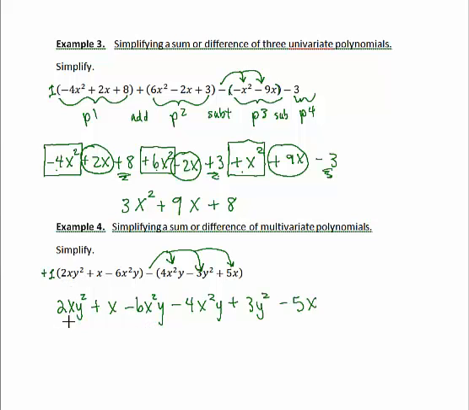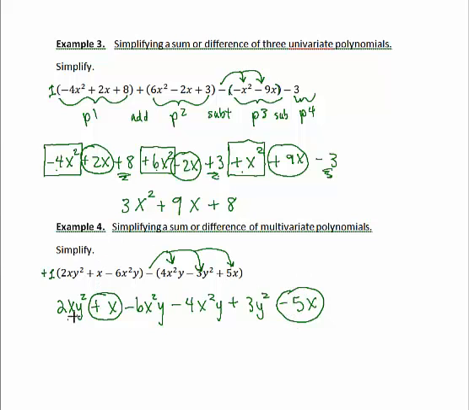Okay, if we compare the first and the second, we have a y squared and an x. These are not like. The first two terms are not like. This one has a y squared and this one has no y's, so these two cannot be combined. However, this x term can be combined with this x term on the end of the polynomial.